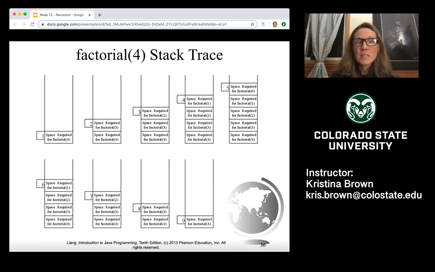We have to create space for factorial 4, create space for factorial of 3, and I encourage you to even keep track of this, maybe on a piece of paper at first, so you can think about it in your head and how it's working. And so you're creating space in your computer memory for each of these equations. And then once you hit your base case, now you need to pop each of those off of the stack until you find your final answer for the equation.